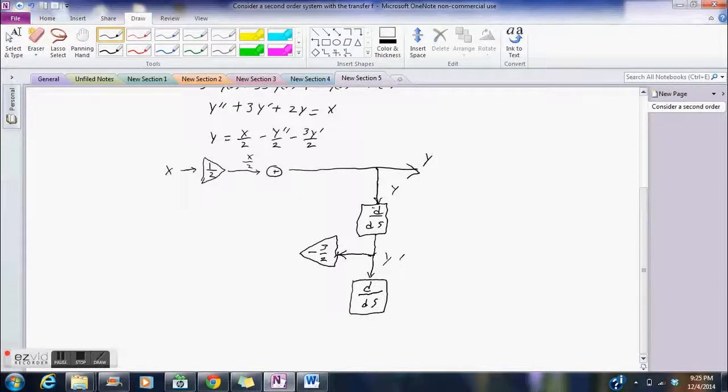Okay, and then we're going to make another addition sign from that amplifier I made, because it's going to be added to whatever is going to happen to our Y double prime term. So now we're going to go to the Y double prime, and then we're going to run it through another amplifier of -1/2 in order to get our Y double prime term.